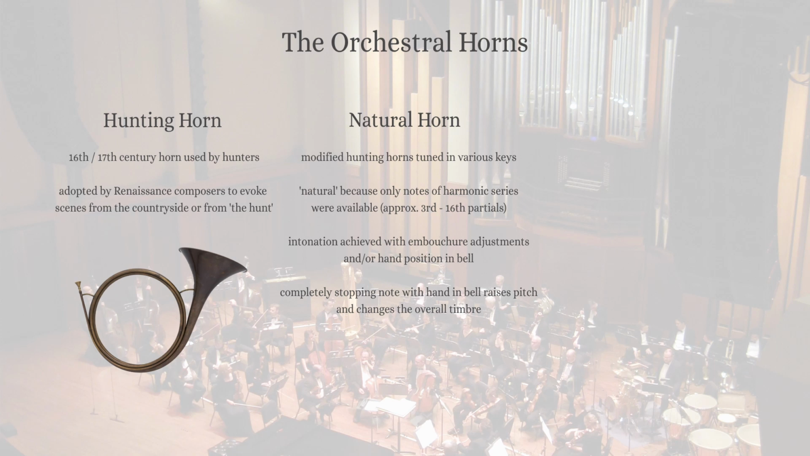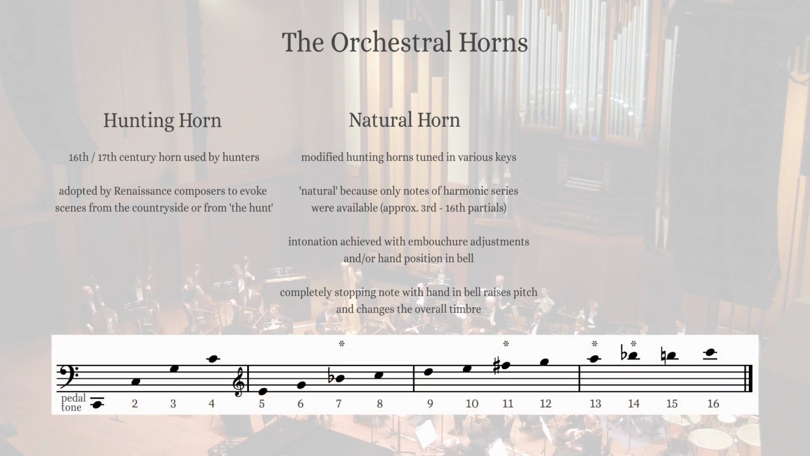I spent a bit of time discussing the overtone series and the limitations of available natural horn notes in my introduction video, so I won't repeat that here. But just remember that the standard natural horn in C could be tuned lower by adding crooks, which made the horn longer, thus lowering the fundamental pitch. With the horn in C, the following pitches are available, though the intonation on the 7th, 11th, 13th, and 14th partials must be altered through embouchure adjustments or hand-stopping techniques. Additional notes can be achieved by adjusting the hand position inside the bell of the horn, although completely stopping the note with the hand changes the timbre quite a bit, sort of like a mute.